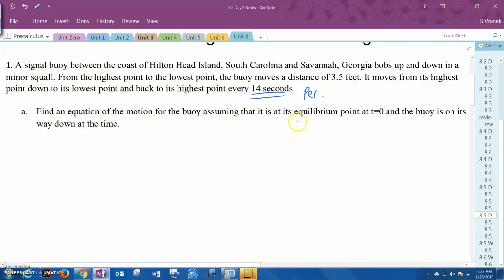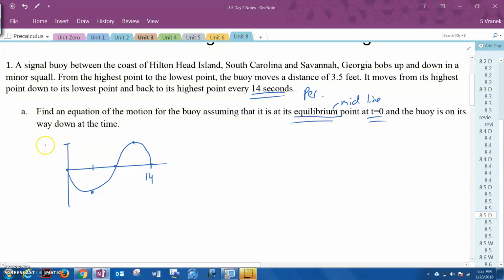Then it says find the equation assuming that it's at its equilibrium point, which means the midline or node line at t equals 0. So there is no phase shift, and there is also no vertical shift. So we have this graph that kind of looks like this. It's at its equilibrium point at 0 and it finishes at 14, and it goes down first. So I don't need to know these values, but it's gonna look like this. This curve's gonna look like that.